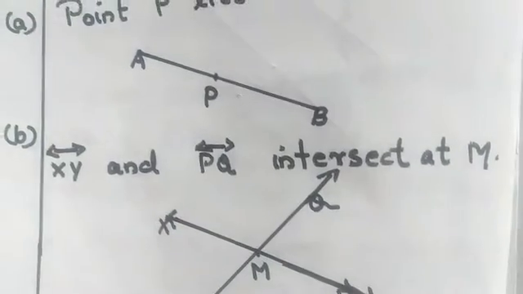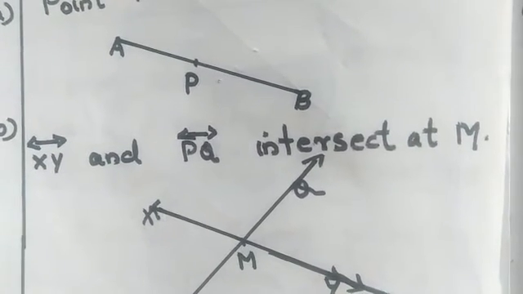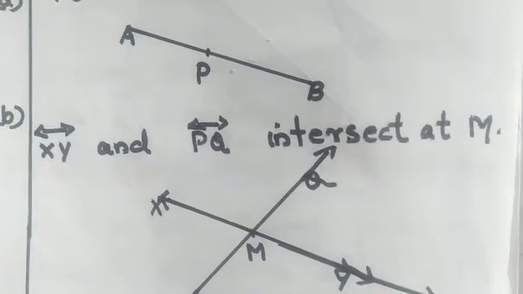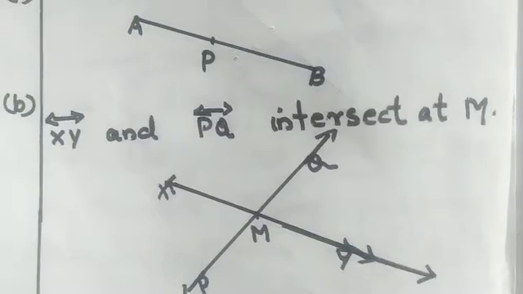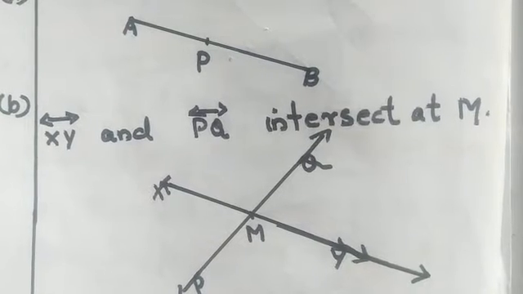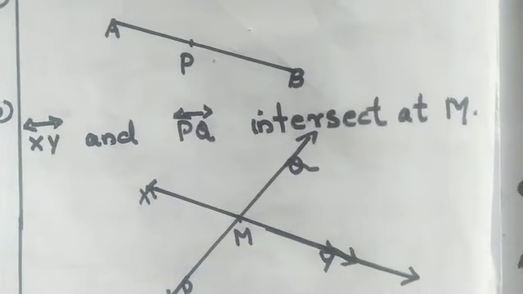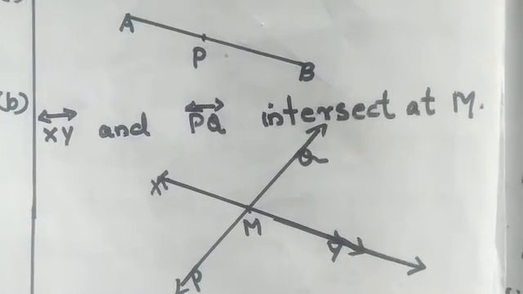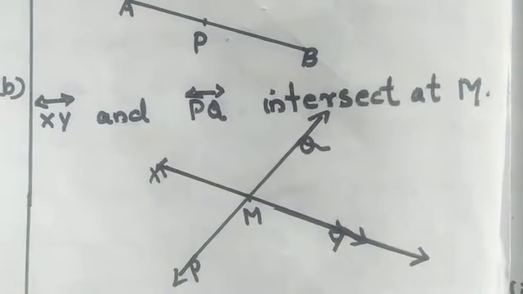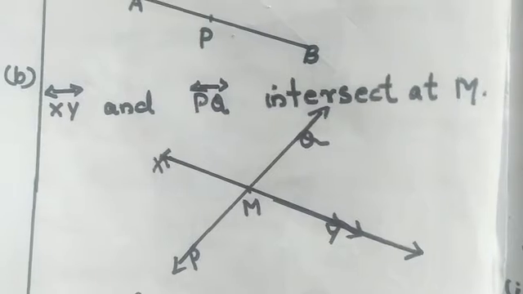XY and PQ intersect at M. Intersection means meeting at a point. So here XY is the line segment, and then PQ is a line, not a line segment. XY and PQ are lines. They are intersecting at M. So this is the figure for meeting point M of lines XY and PQ. Next one.